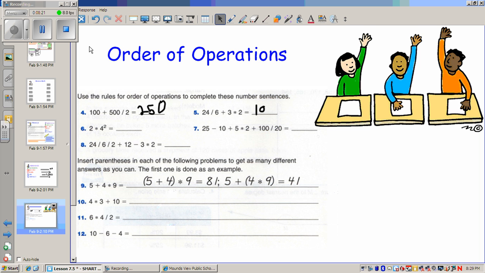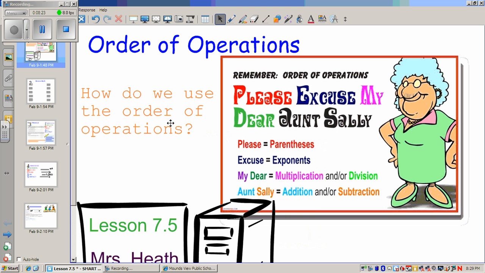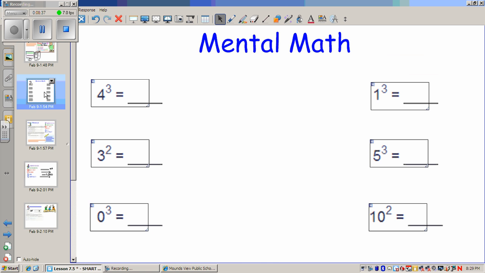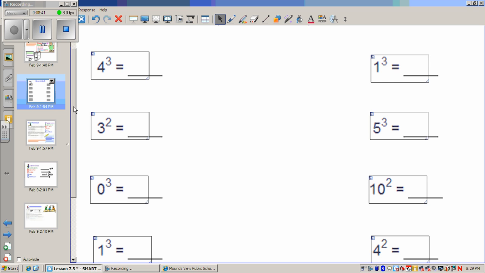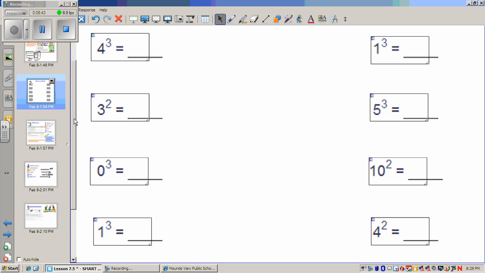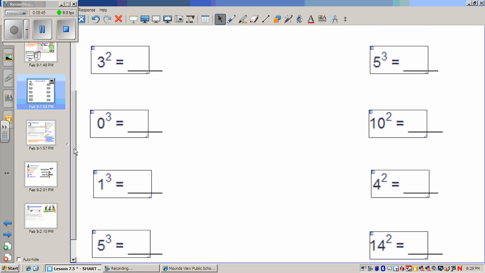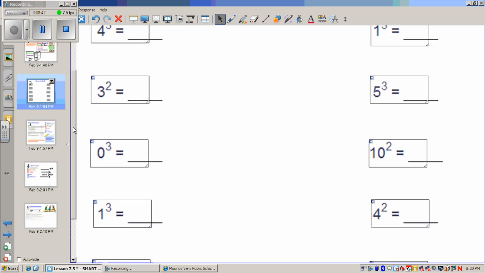Okay, so we're going to go back up and we're going to look at our objective, which is how do we use the order of operations. Please excuse my dear Aunt Sally. Parentheses, exponents, multiplication and or division, and addition and or subtraction. Then you did your problems here, and you were supposed to bring in 10 of them in your math notebook. Standard notation, again, which is the answer. 10 problems in standard notation.